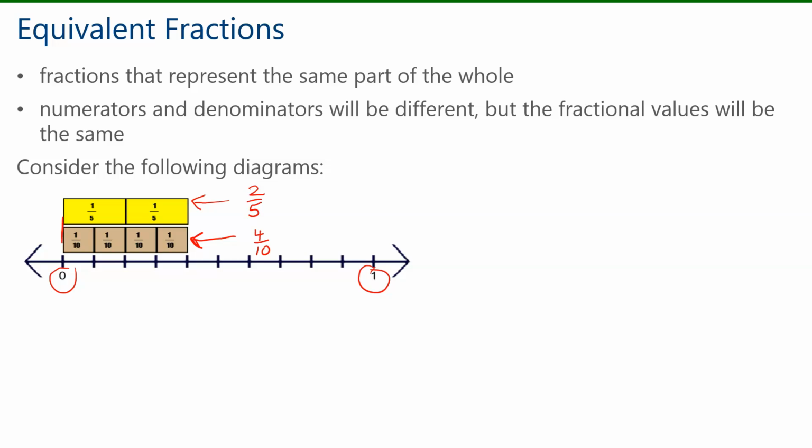And what we need to pay particular attention to here is the fact that these fraction strips begin and end in the exact same spot on our number line. So what that means is that 2/5 and 4/10 are the same thing. In other words, they are equivalent.